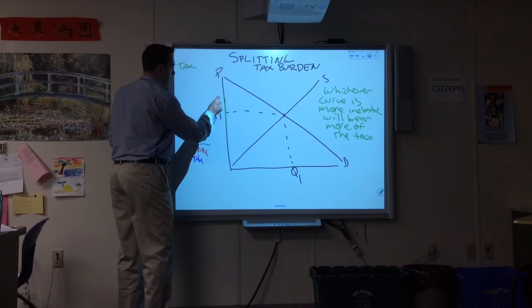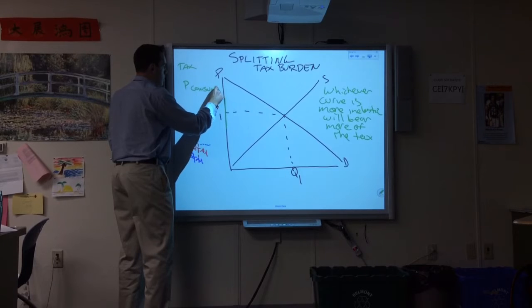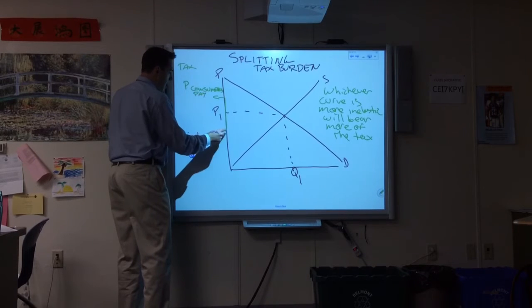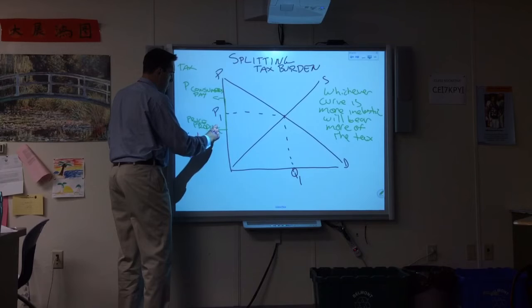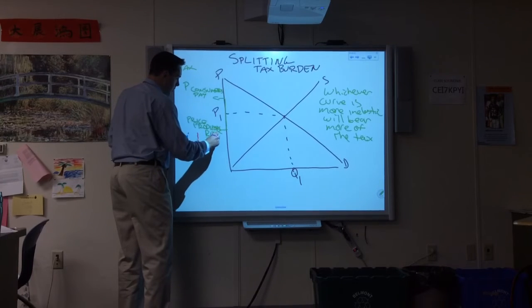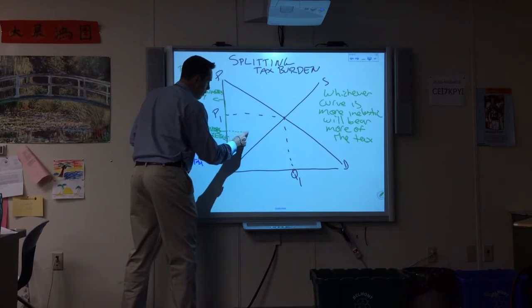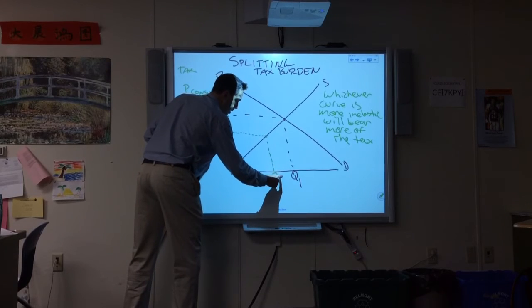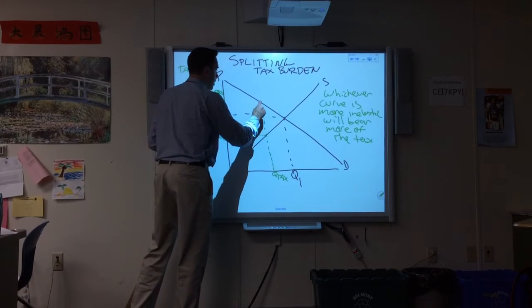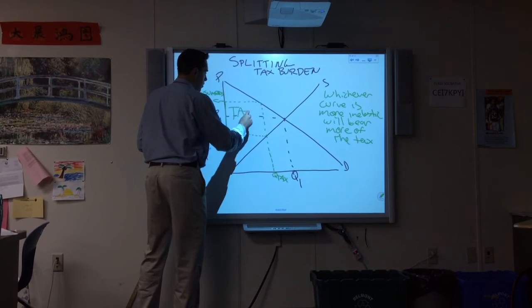So this is going to be the price consumers pay. And this is going to be the price producers receive after the tax. And then we just go over from what the producers get to the supply curve. This is going to set my quantity with the tax. We go up to the demand curve and over. And this is my tax revenue.